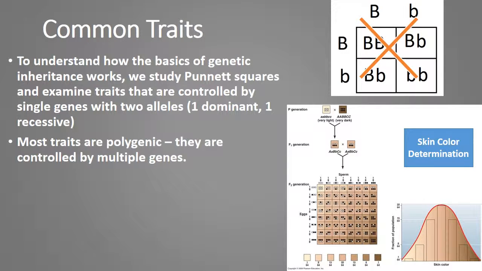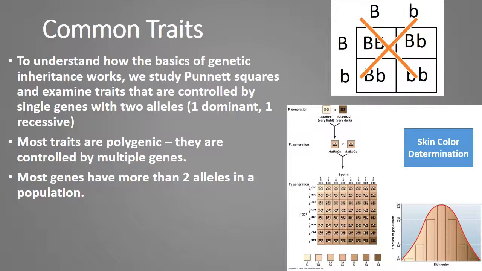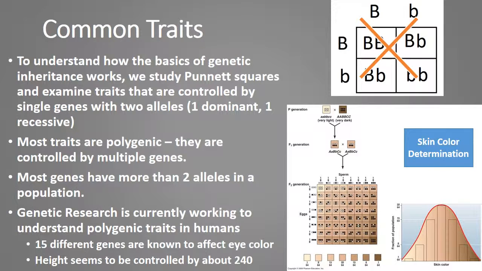But most traits are polygenic, so controlled by many, many genes, and a lot of those genes have multiple alleles, so not just two alleles. Genetic research now is getting better at figuring out things that are controlled by more than one gene, and even common traits like eye color, hair color, height are being studied.